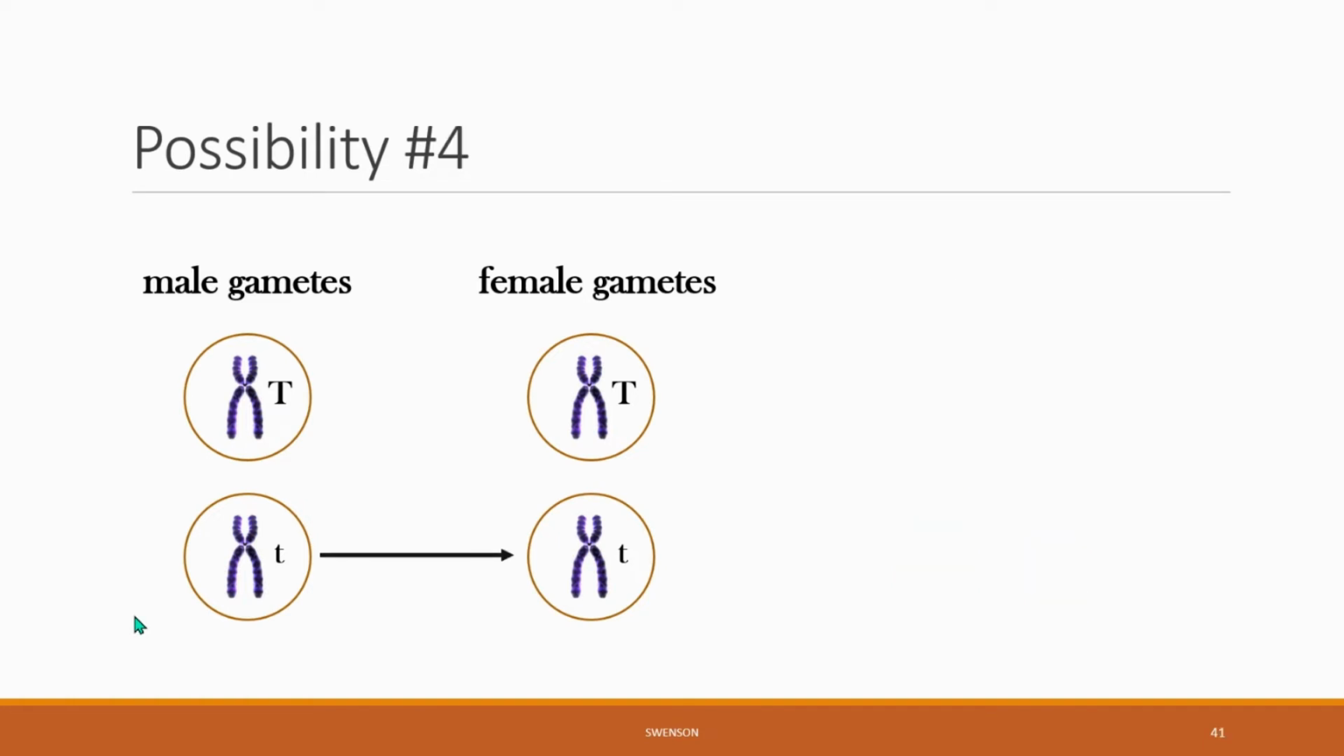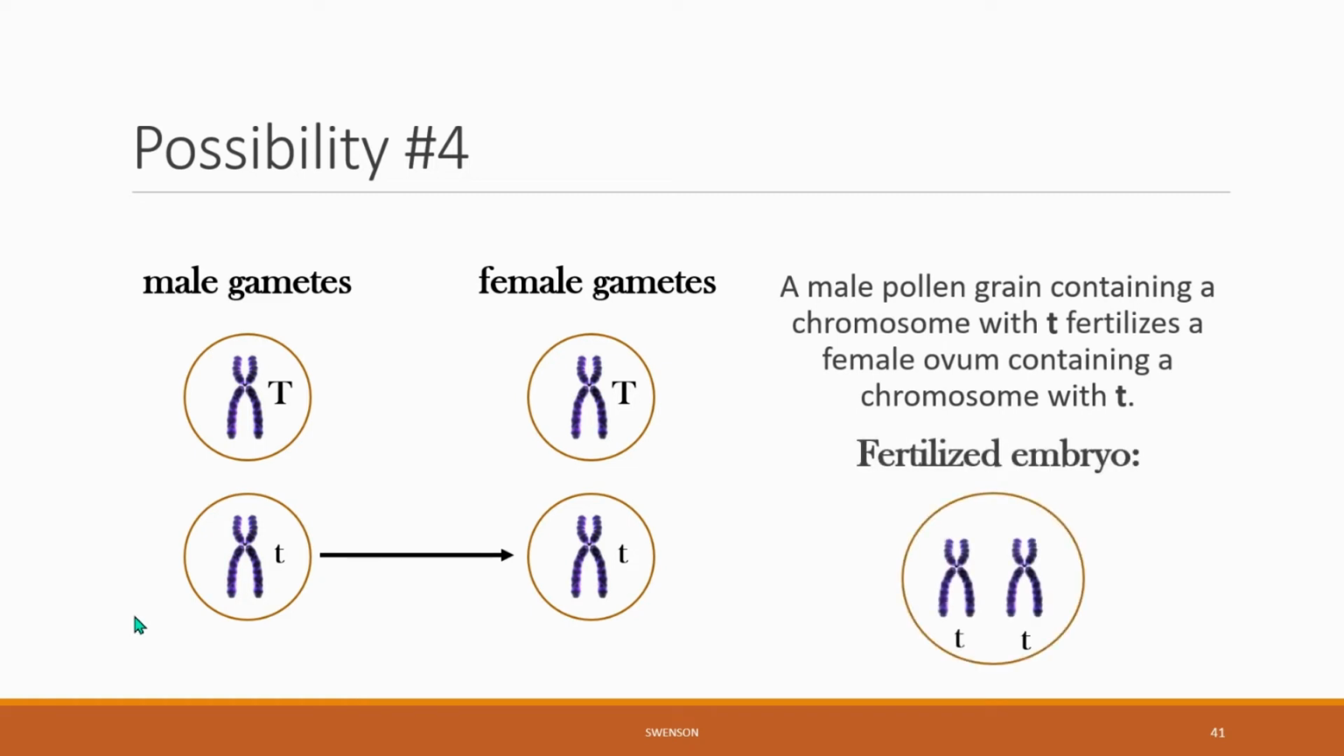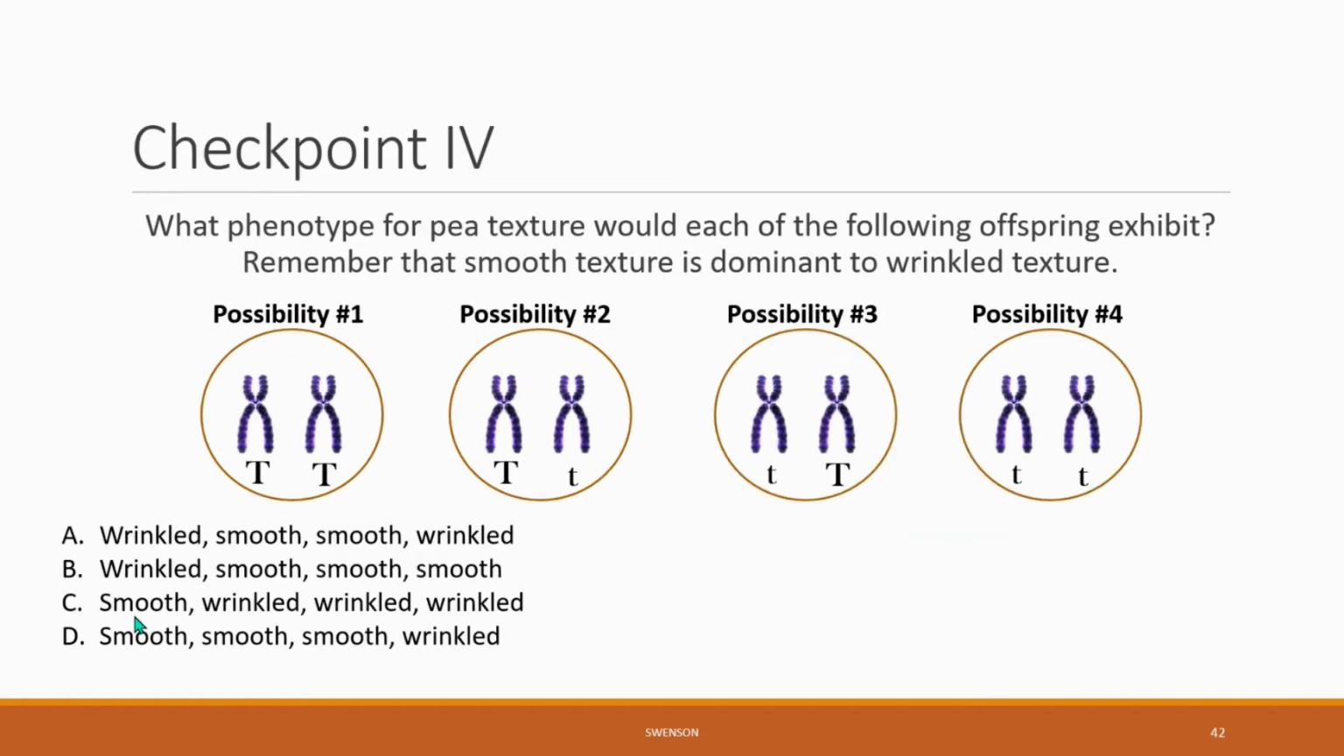Scenario 4 is that a wrinkled allele from the male joins a wrinkled allele from the female. The resulting fertilized embryo is now lowercase t and lowercase t. Unlike the other three scenarios, the phenotype resulting from this genotype will be wrinkled. And that's what happens in the F2 generation in Mendel's experiment.